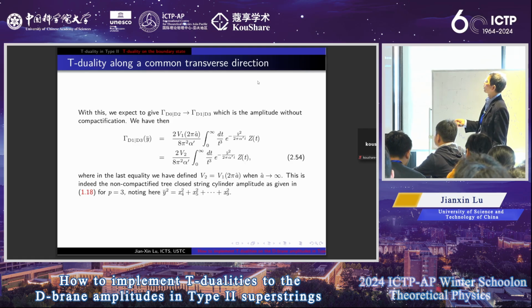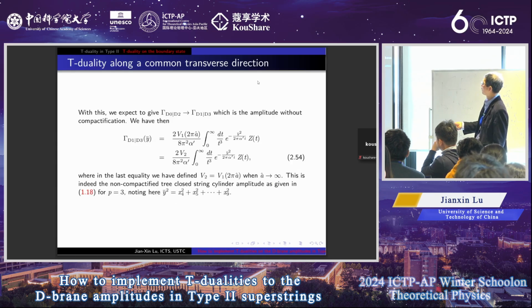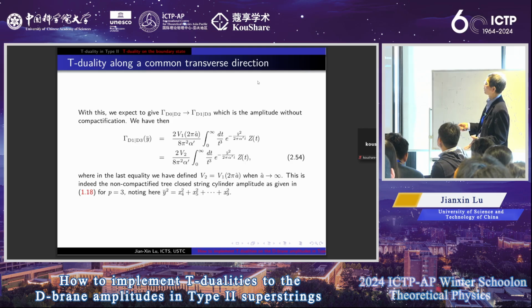So what should we get here? Yeah, because a originally appears in the denominator. After T-duality, you end up with this. So this we know is v1 times this 2 pi a hat, and because this a hat is infinity, basically this is just v2. If a hat goes to infinity, that's what we did here to end up with this.